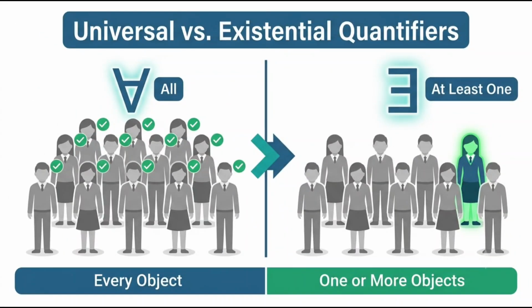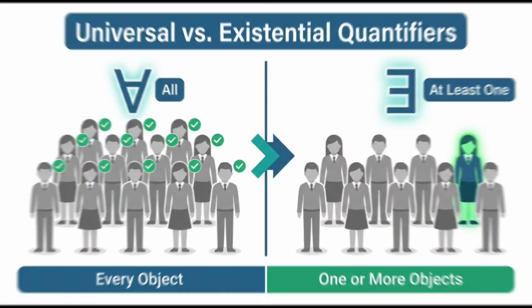The universal quantifier refers to every object in a group. The existential quantifier refers to at least one object. Understanding these differences is essential for accurate logical reasoning. Many everyday sentences can be translated into logical symbols.